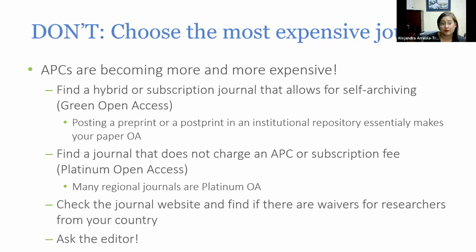The other option is to find a journal that doesn't charge an APC or a subscription fee. This is called Platinum Open Access, and these rare unicorns do exist. Many regional journals will be Platinum Open Access. For example, there are a lot of Latin American or Central American journals that follow this model. How are they financed? Where do they get their money? From an institution, from a university. In these cases, a university or a professional society is going to pay for the APC, and neither the author nor the reader will need to pay anything. So try to find one of these.